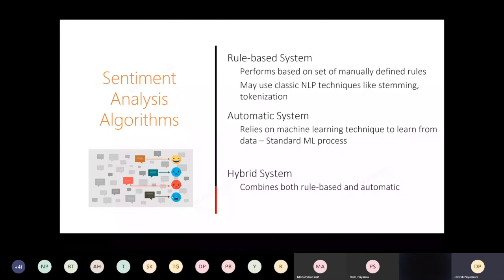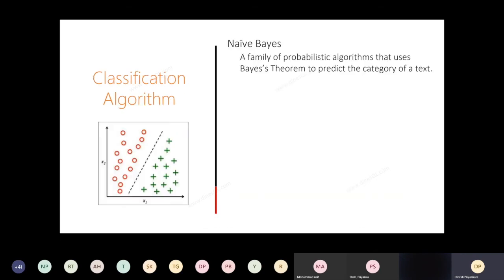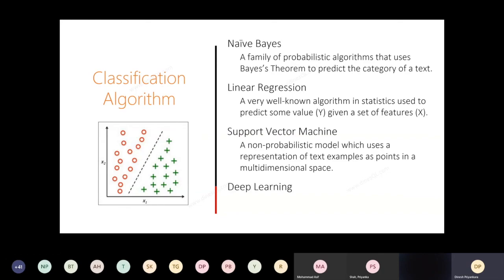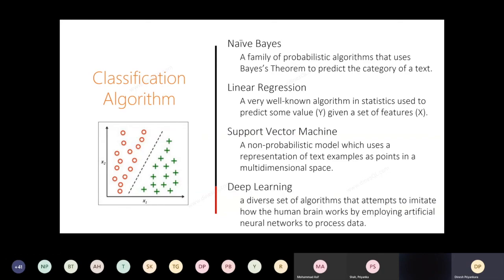You can write code for doing it. You can use certain NLP techniques for doing it, or even for transformation. An automatic system is where you actually use machine learning techniques, so that's where you use certain algorithms. You can go for a hybrid system, but it is always better to stick to one and continue. If you go for an automatic system, these are the techniques you can use: naive Bayes, linear regression, support vector machine. And if you really want to go into depth using AI, you can go for deep learning.